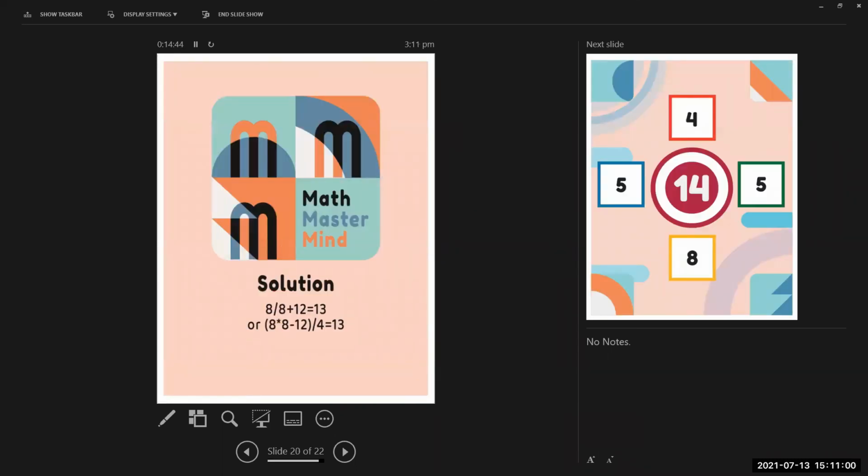Hence we have solved Math Mastermind, and I hope that you have learned valuable strategies to help you do well at the Singapore International Math Olympiad Challenge 2021. Good luck, everybody.